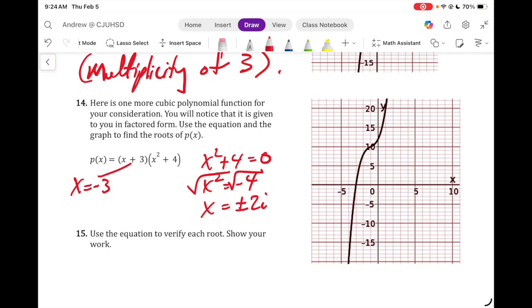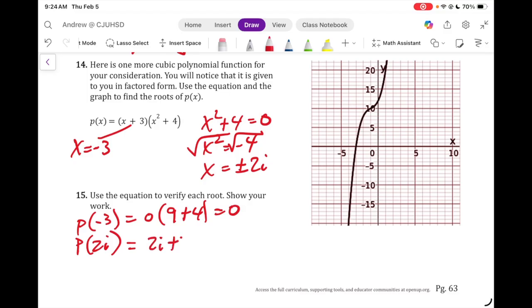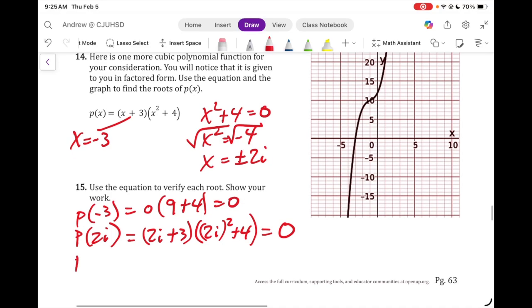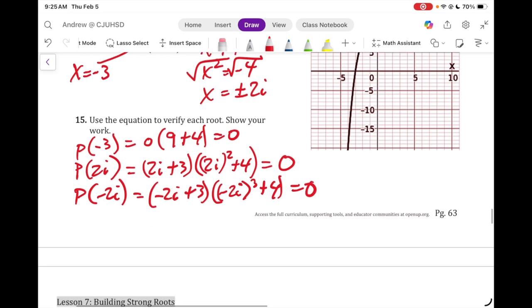Use the equation to verify each root and to show your work. Well, probably the easiest way to do this is to substitute. If you did this, you're going to get 0 times negative 3 squared would be 9 plus 4, and that's just 0. If you did p of 2i, you would get 2i plus 3 times 2i squared plus 4, and that will equal 0. Trust me on that, and negative 2i will do exactly the same thing, and you'll just have to trust me on that one as well. Just a bunch of algebra, arithmetic, to get that to work.